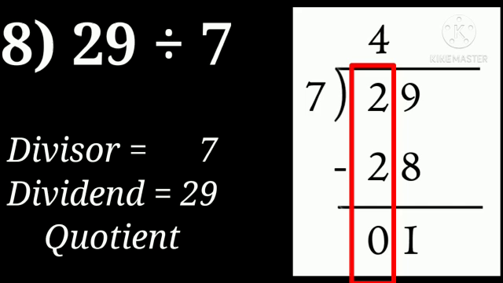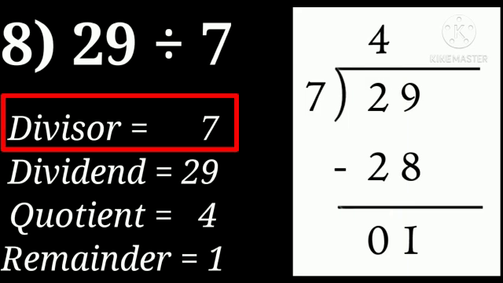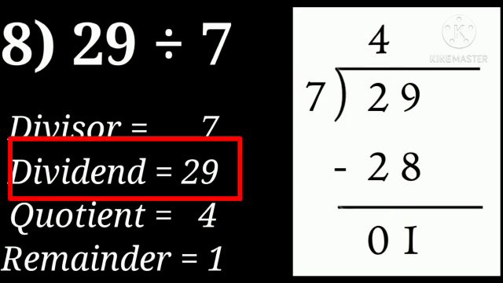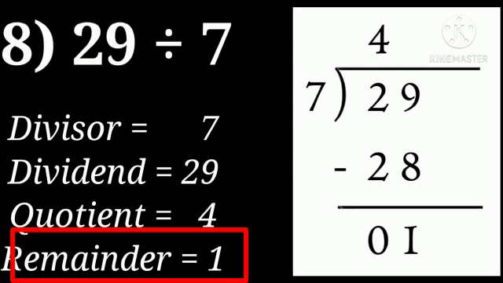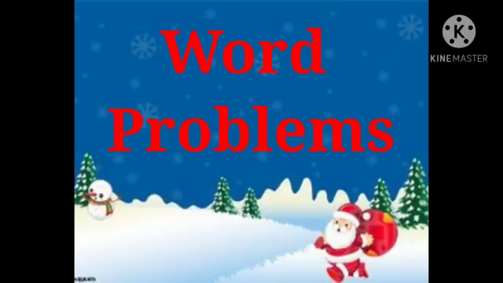So now let us write down divisor. Divisor is 7. Dividend is 29. Quotient is 4 and remainder is 1. Now let's see some word problems.